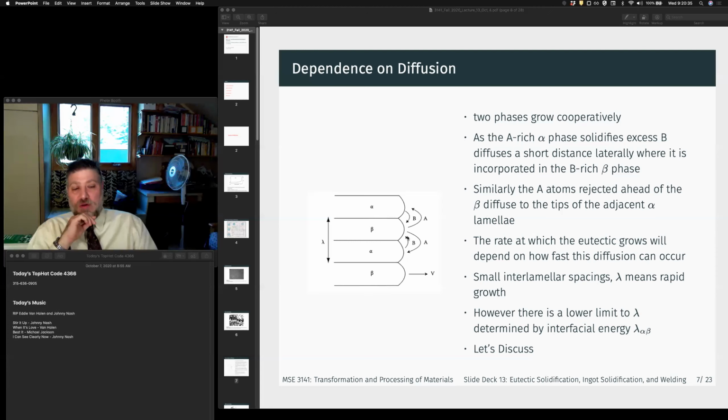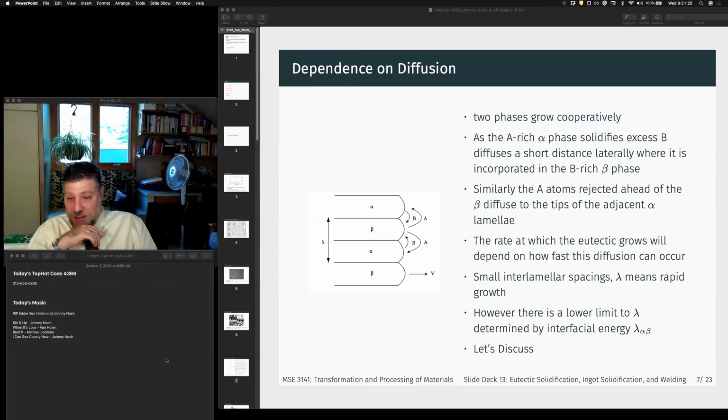But of course, that means we have to pay the energy penalty for creating this alpha beta interface, right? And remember, alpha and beta have a high enthalpy of mixing, right? Otherwise, they would be completely miscible, right? A and B would be completely miscible. So because there's a high enthalpy of mixing, you can imagine that this interfacial energy is not going to be cheap, right? There's going to be a fairly significant cost. So the balance here then is that this interlamellar distance is going to be dependent on not only the diffusivities, but also on this interfacial energy.